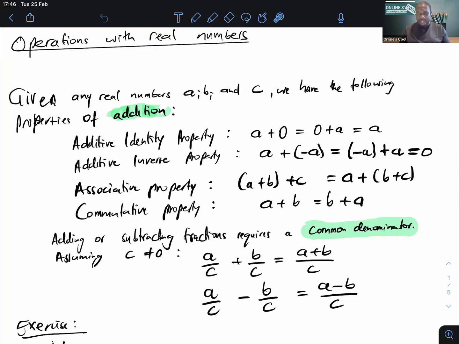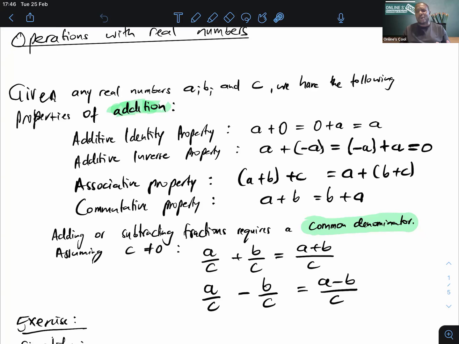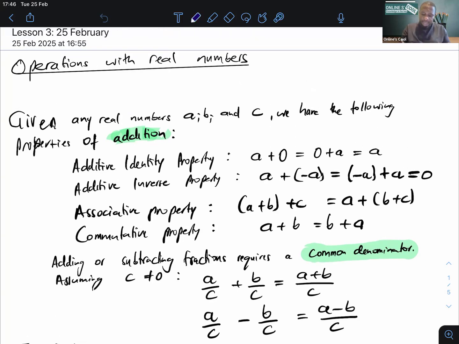It includes natural numbers, whole numbers, integers, rational numbers, and irrational numbers. So whatever number you can think of, it's a real number. And now we want to know the properties of these real numbers. We're going to start with the properties of real numbers when you are operating in addition. We know that we've got 4 mathematical operations: plus, minus, multiply, divide.